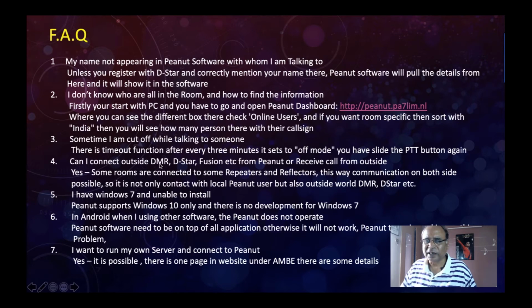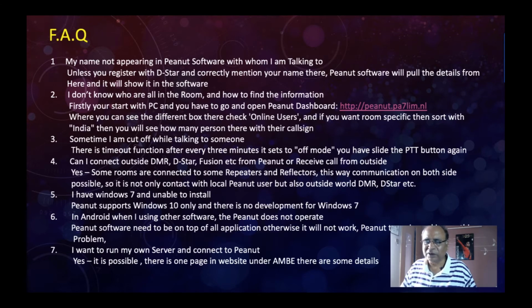Can I connect outside DMR, D-STAR, Fusion, etc. from Peanut or receive calls from outside? Yes, some rooms are connected to some repeaters and reflectors. This way, communication on both sides is possible. So it is not only contact with the local Peanut user, but also the outside world, DMR, D-STAR, etc. So you can QSO from a particular room which is connected to the outside world of DMR, D-STAR, etc. So you have to identify those rooms which give this facility.